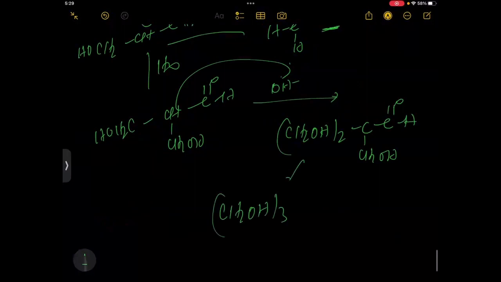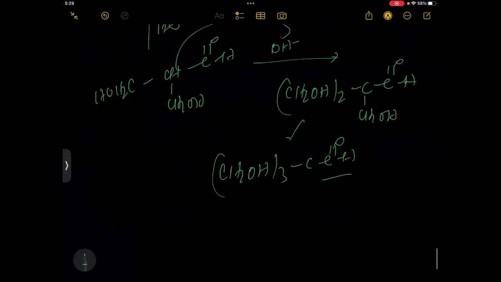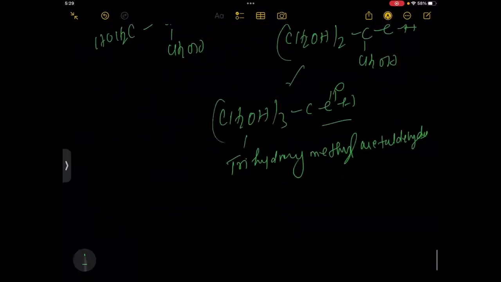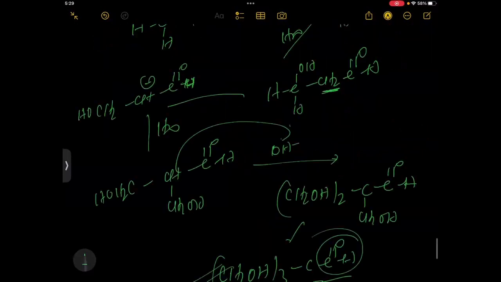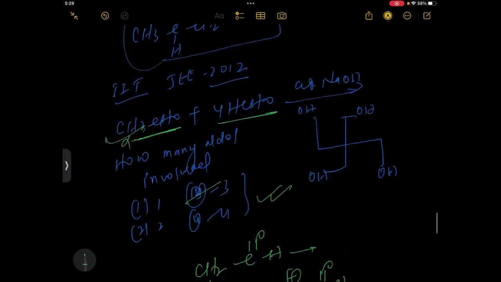So what is the name of this compound? Trihydroxymethyl acetaldehyde. So there is a 3-hydroxy, meaning 3 times you will get the aldol. 3 aldols will be involved. Now from here there is no aldol because there are no alpha hydrogens. What compound have you taken? 4 moles. So 3 moles you have used, and for me 1 mole is left.